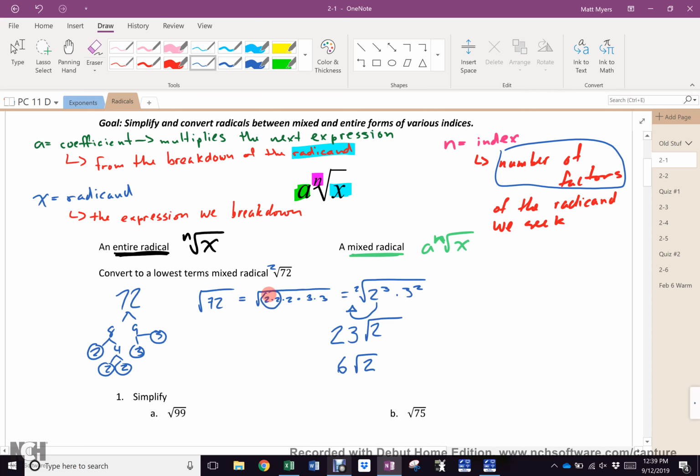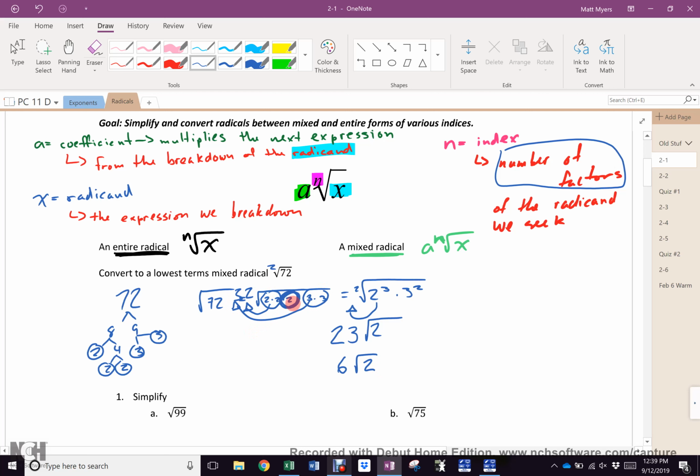I'm looking for groups of two, right, Yulia? There is two of them. So out I bring a two. There are two threes, so out I bring a three, and I left that two under there.